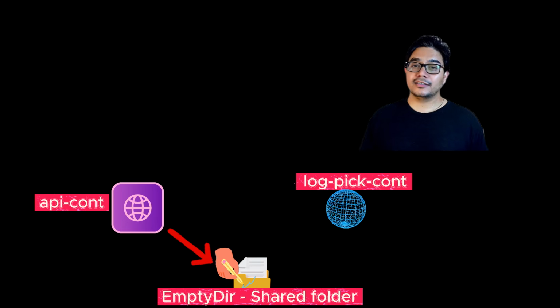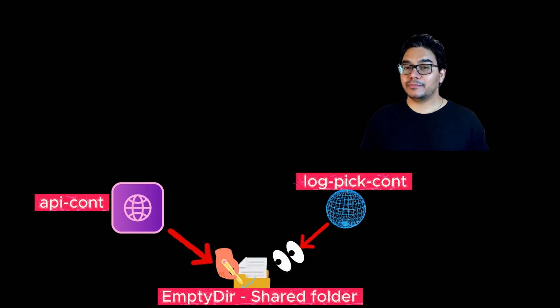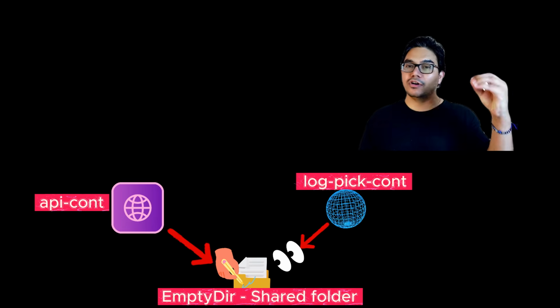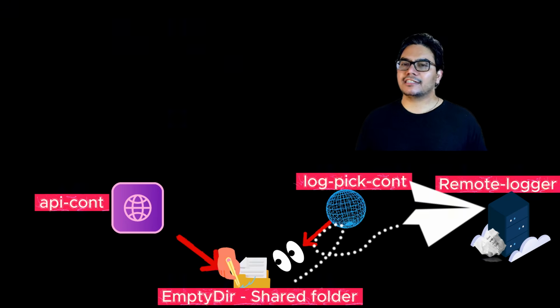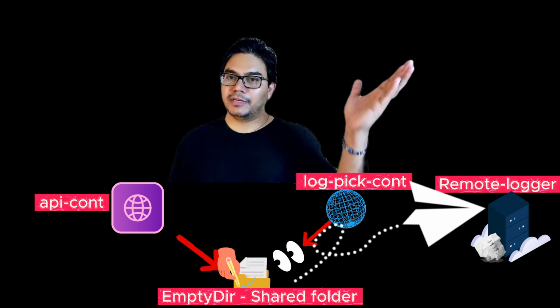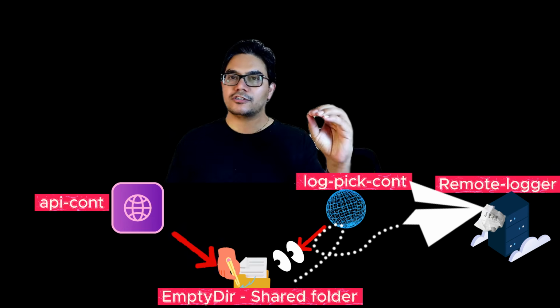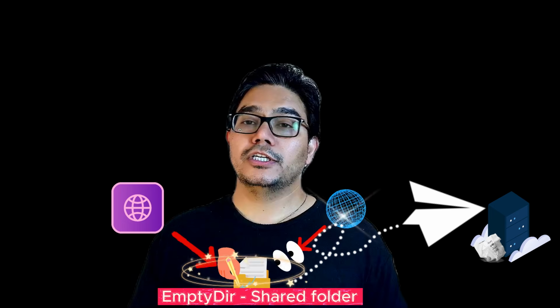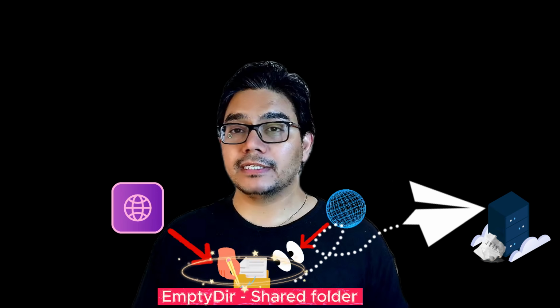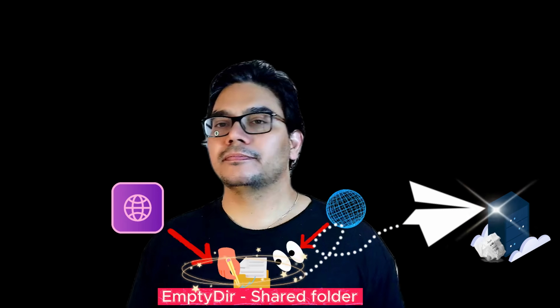This second container watches the same shared emptyDir, picks up the new logs, and ships them to a remote logging platform. For example, Elasticsearch or Splunk. Simply put, container 1 writes logs to the shared log space, and container 2 reads the logs from the shared log space and sends them to a remote server. So both containers are working together. One generates the logs, the other one transports them without needing permanent storage inside the pod.